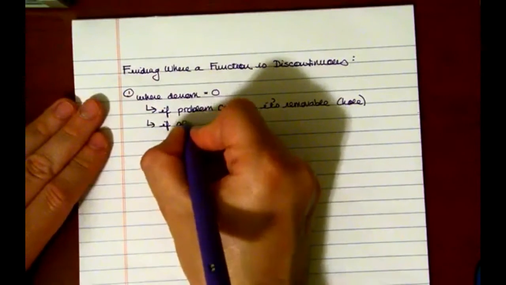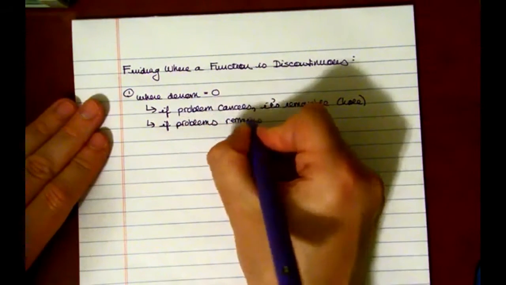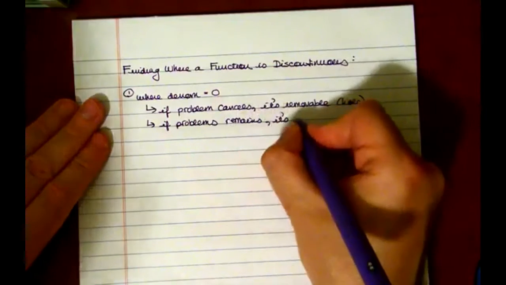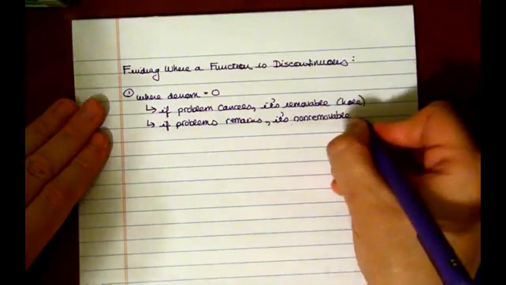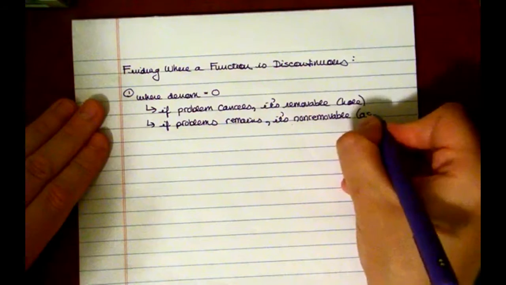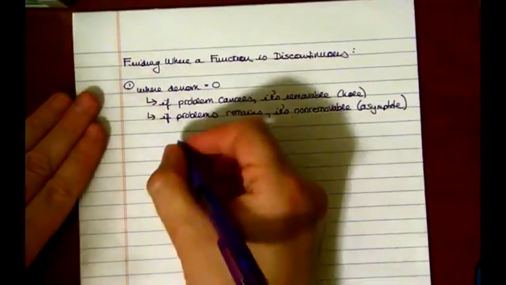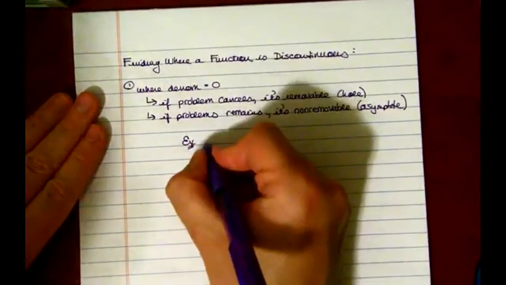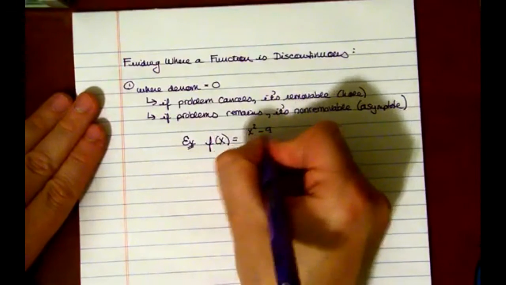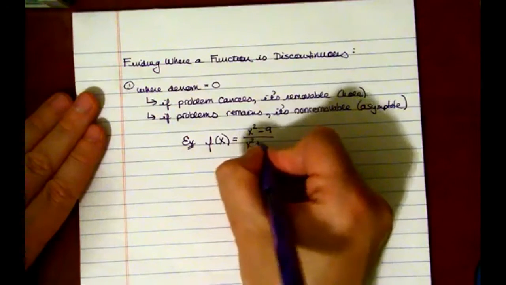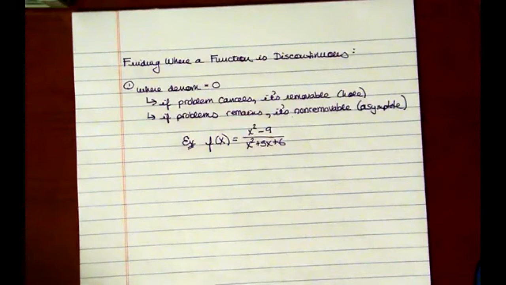If the problem remains after simplifying, then it's non-removable. And specifically, it's going to be a vertical asymptote. So let me give you an example of this. Let's take a look at the function f of x equals x squared minus 9 over x squared plus 5x plus 6. We want to figure out where this thing is discontinuous.